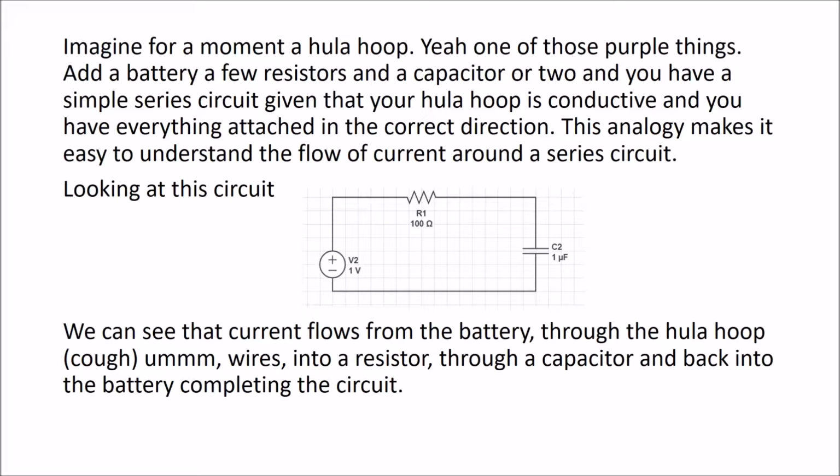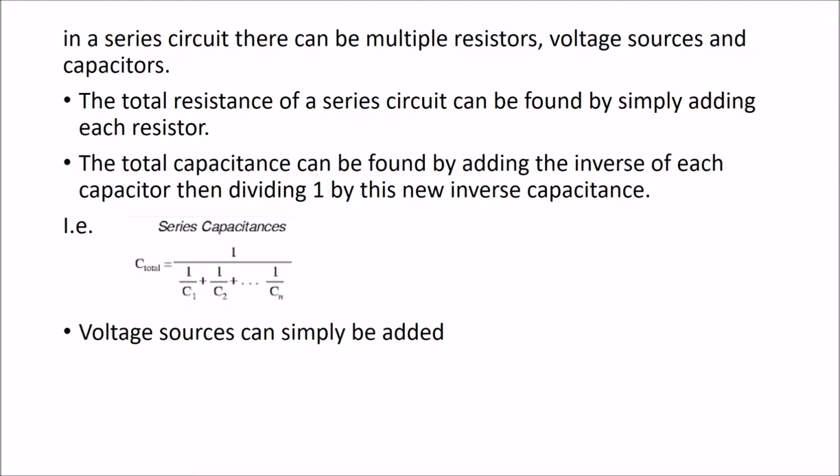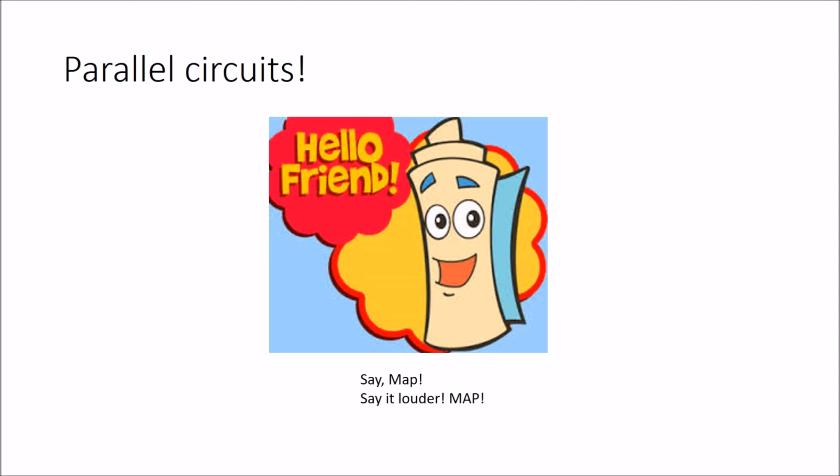Looking at this circuit, we can see that current flows from the battery, through the hula hoop, wires, into a resistor, through the capacitor, and back into the battery, completing the circuit. In a series circuit, there can be multiple resistors, voltage sources, and capacitors. The total resistance of a series circuit can be found by simply adding each resistor. The total capacitance can be found by adding the inverse of each capacitor, then dividing 1 by this new inverse capacitance, as you can see from the small example below. Voltage sources can be simply added.